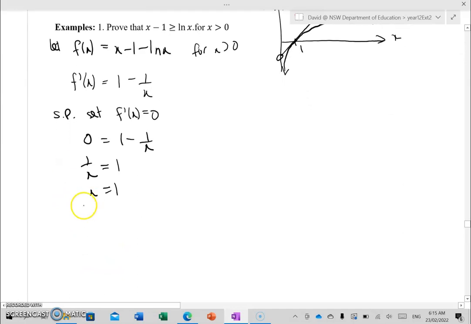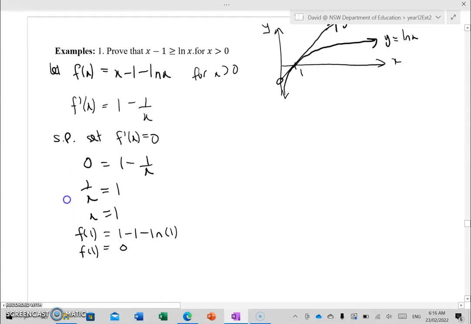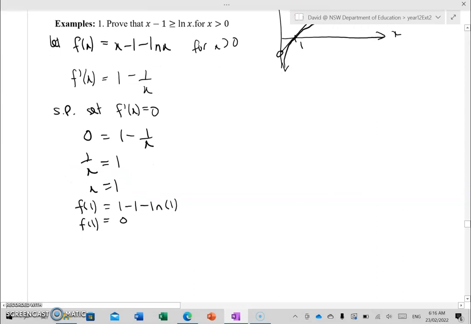Okay, I might just quickly work out f of 1. So subbing in 1 there, you're going to get 0. Well, I should definitely hope that this is the minimum value, because if we have anything lower than 0, we're in trouble. Okay, so therefore stationary point at (1, 0), but let's test the nature.